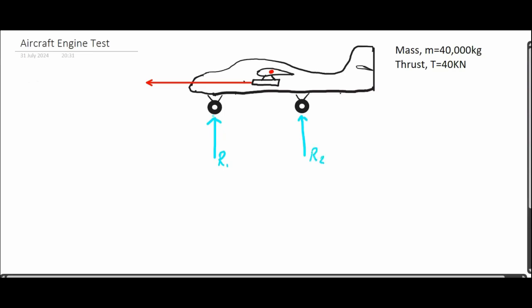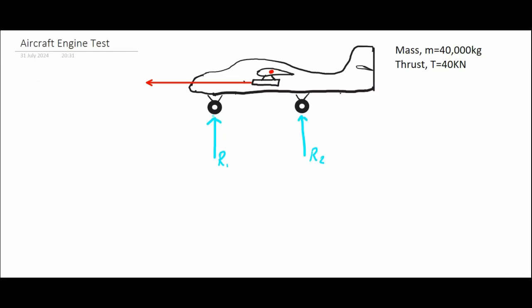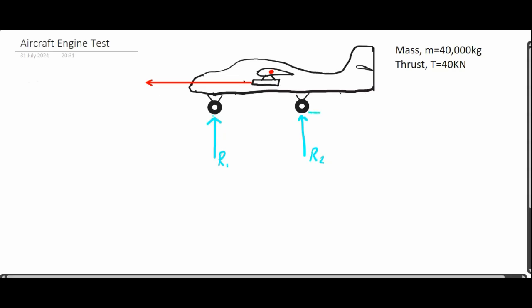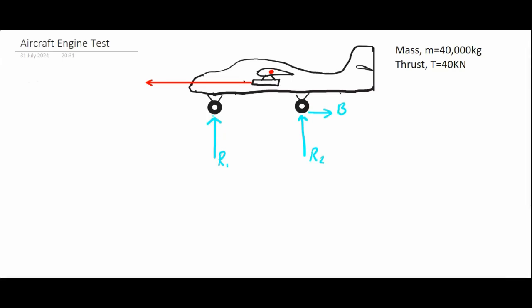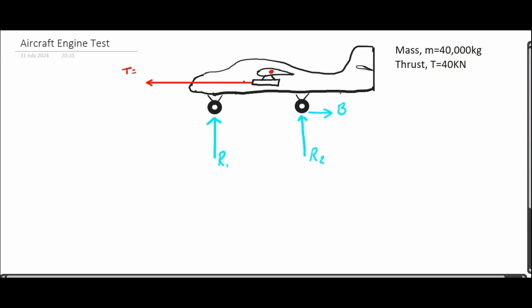Now, at the rear wheel, we mentioned that it had a brake, so that brake has got to do the job of stopping the aircraft moving forwards, so it's resisting the thrust. So where it comes in contact with the ground, there must be a force. Shall we call it B for braking force? There's no brake on the front wheel in this example. And we have a thrust given, so we can put that on. That's the thrust there, so T equals 40 kilonewtons.